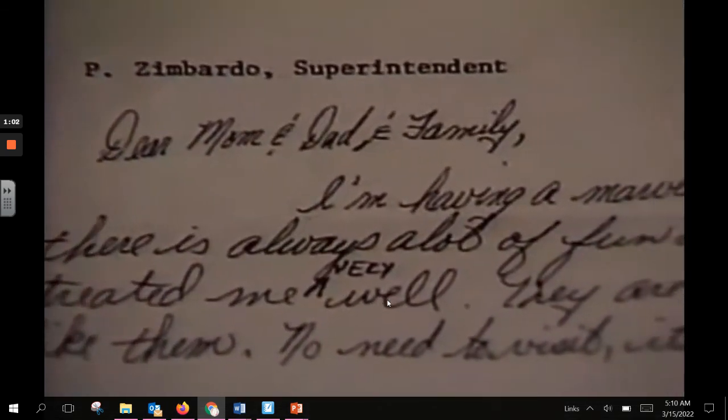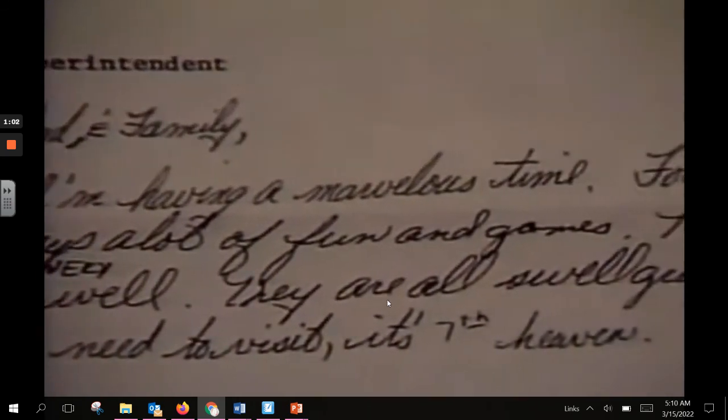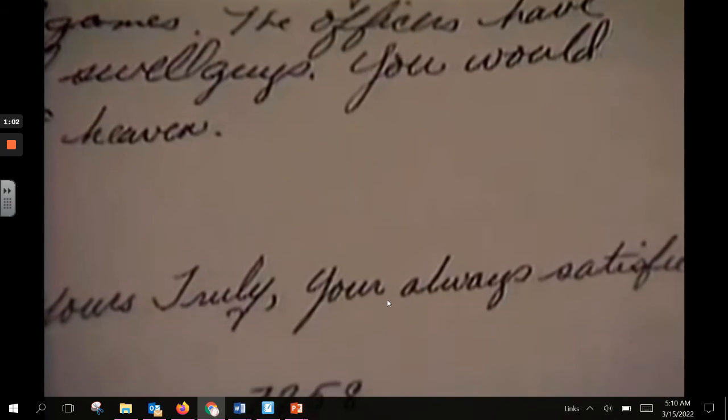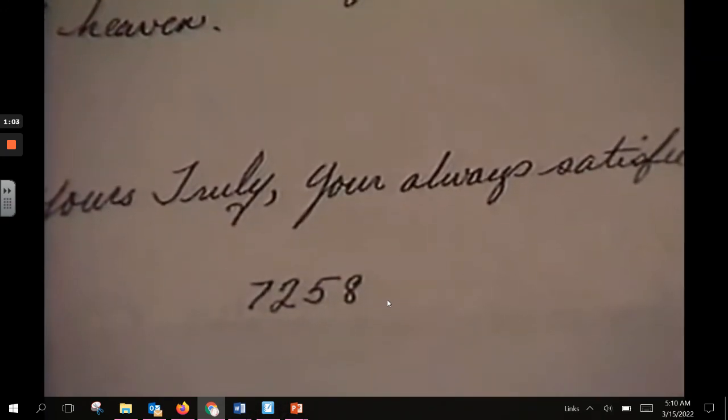The guards tested their control over the prisoners by making them write letters home. Yours truly. Your loving son. And put the name there that your mother gave you.